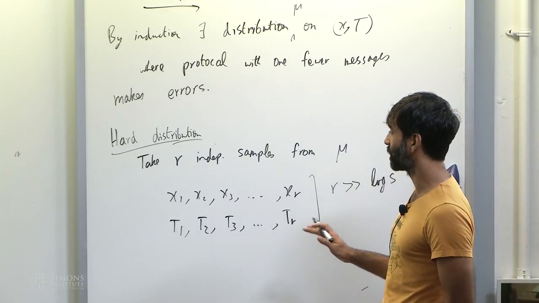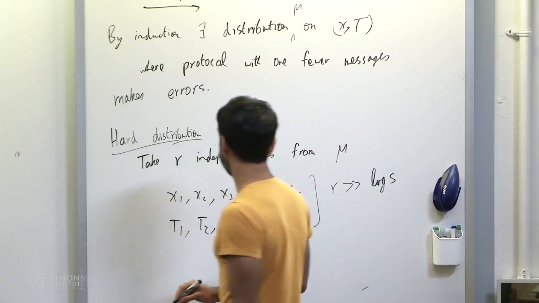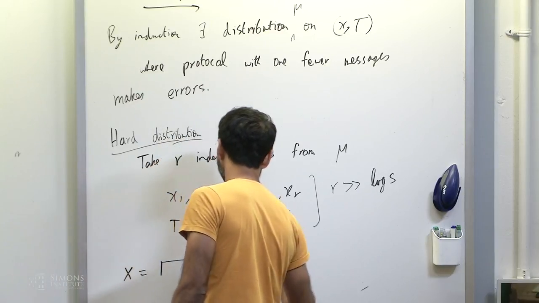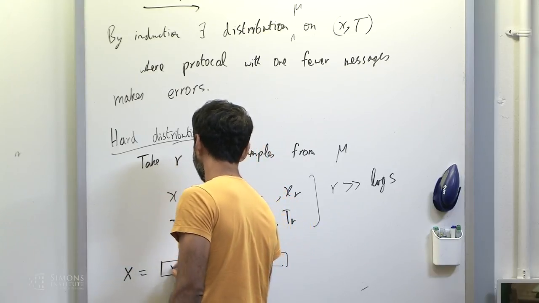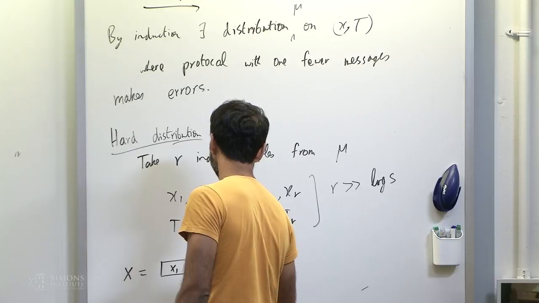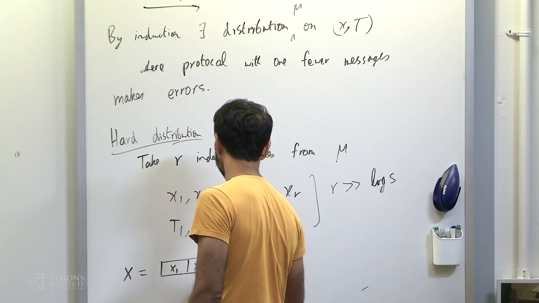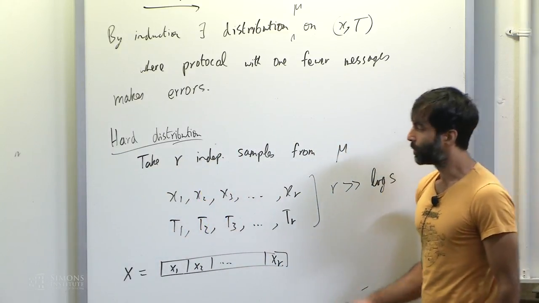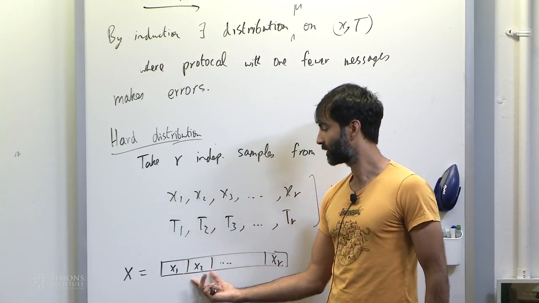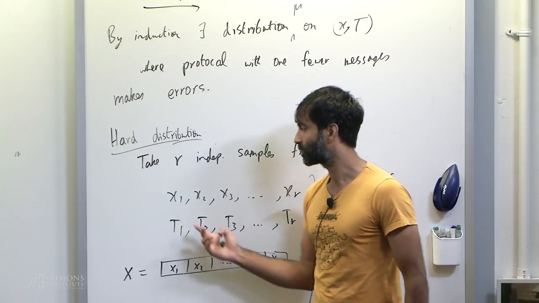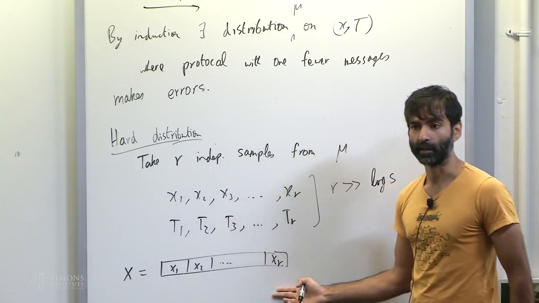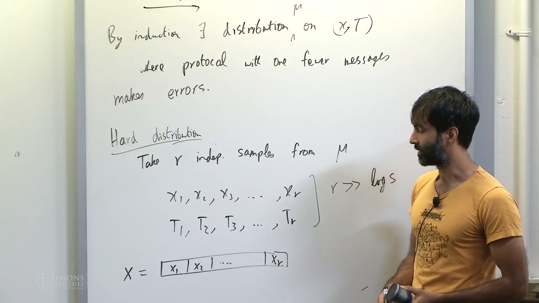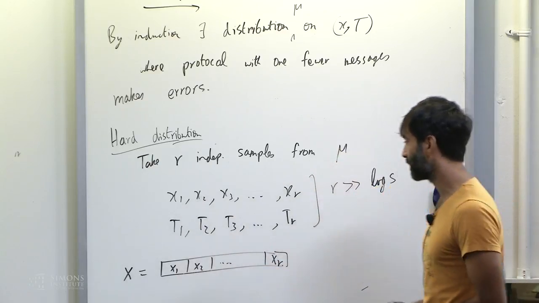Okay, so now, what are the new inputs to Alice and Bob? The new x will be just the concatenation of x1 through xr. So the bits of x will just be the concatenation of the bits of x1 through xr. The most significant bits of x will come from x1. The next most significant bits of x will come from x2. In this way, I've combined these numbers into one number. And this is a number from a bigger universe. So I'm changing the parameters of the problem. But that's okay.